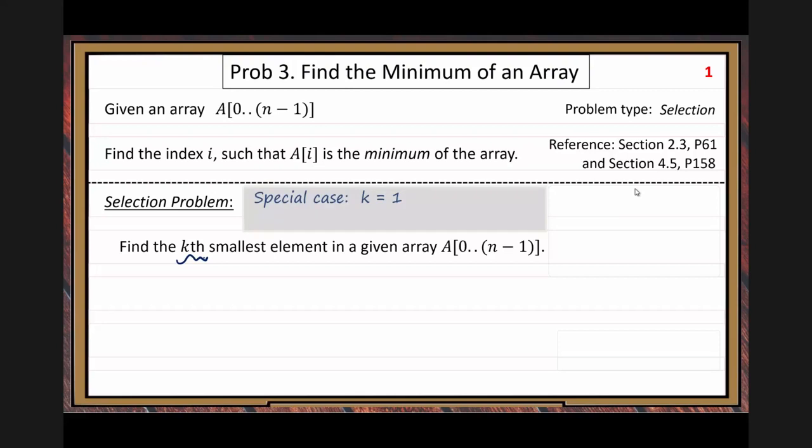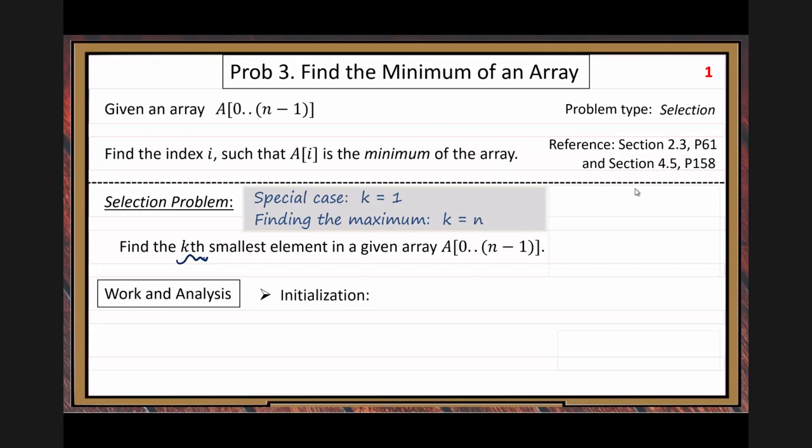All right, the special cases, k equals 1 and k equals n. And there is another one. K equals the index in the middle. That one, finding the median. It's also another important selection problem. Later we will have a lot of discussion about the finding the median problem, another selection problem.